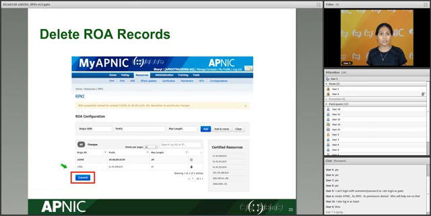Maybe there are changes. Maybe you want this block to be announced by another AS number. Then you can always do that. Simply delete, using, say, that icon on the side here, and then commit so that it will take effect.